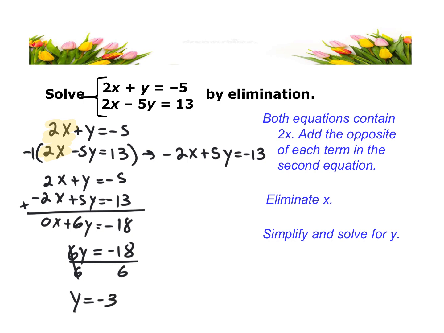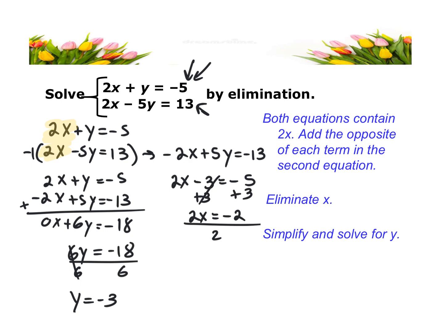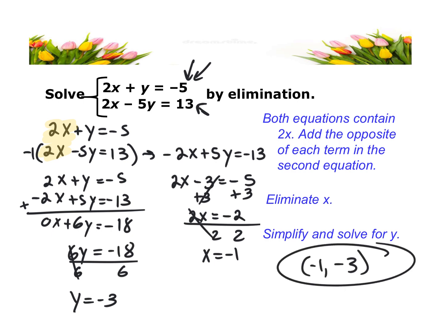Now I'm going to grab that negative 3 and plug it into either equation. I'm just going to choose the first one because it's on top. It really doesn't matter which one you plug in, as long as it's the original. So 2x minus 3 is equal to negative 5. I'm going to go ahead and add 3 to both sides. So I get 2x is equal to negative 2. I will divide by 2 on both sides, and then I'll get x is equal to negative 1. So my final ordered pair is negative 1 comma negative 3. So this would be my answer.